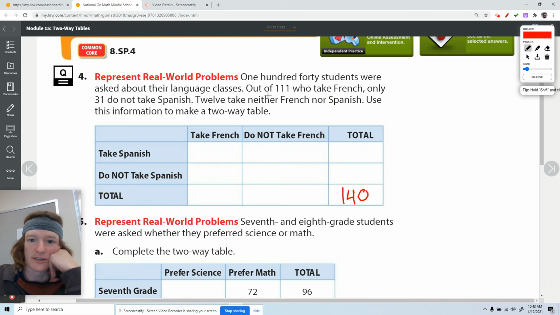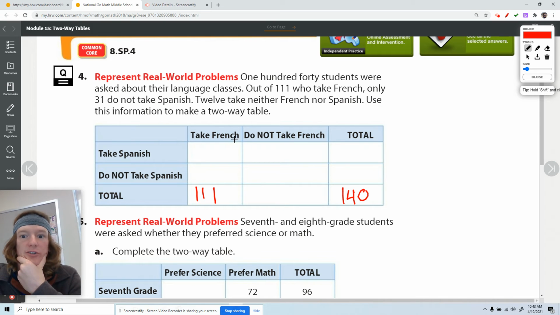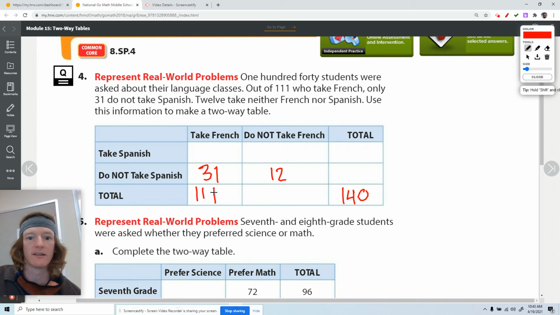Of people who take French, out of 111 who take French, so that's 111 people who take French in total, only 31 do not take Spanish. 12 take neither French nor Spanish. So that goes here. Do not take French, do not take Spanish. Use the information to finish this two-way table. So this one shouldn't be too bad.